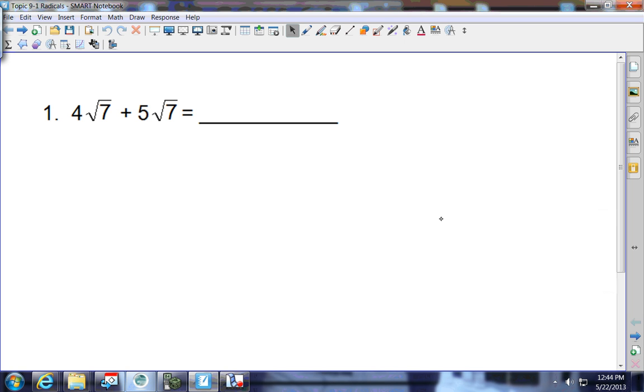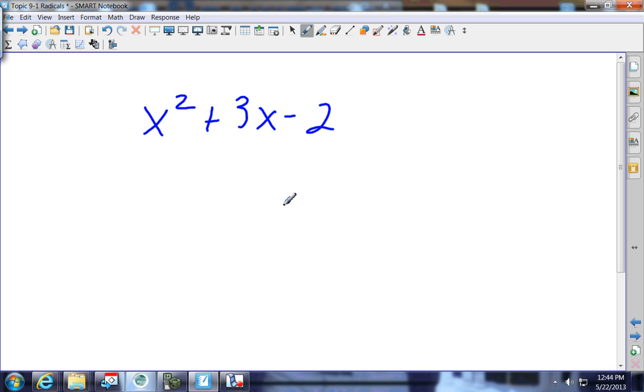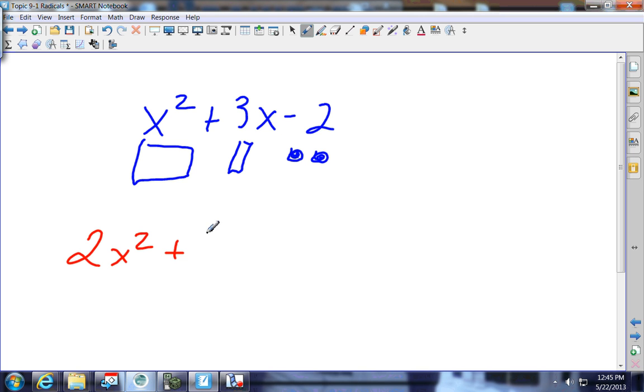Okay, when we add and subtract radicals, that's the same as when we work with our exponents. For example, when we have x squared plus 3x minus 2, can we put any of these together? No, you can't, because they're all separate, right? The x squared stays separate, the x's, and then the little units. And then if we had something like 2x squared plus 4x, you don't need to write this right now.